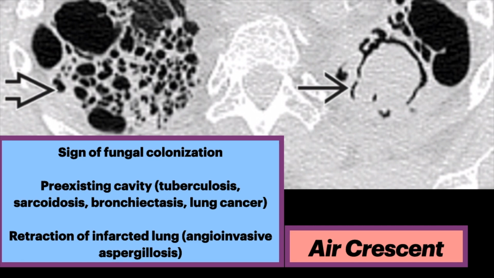Pre-existing cavities include tuberculosis, sarcoidosis, bronchiectasis, or lung cancer. It may also be seen in retraction of infarcted lung in angioinvasive aspergillosis. As we see here on this axial CT, there is severe traction bronchiectasis and honeycombing in the upper lobes as a consequence of sarcoidosis. A mycetoma or fungal ball has formed within a cystic space in the left upper lobe.